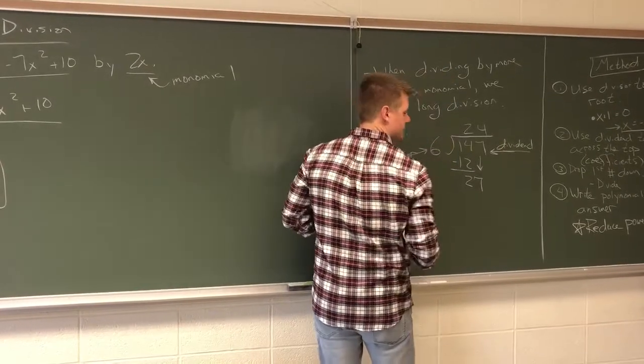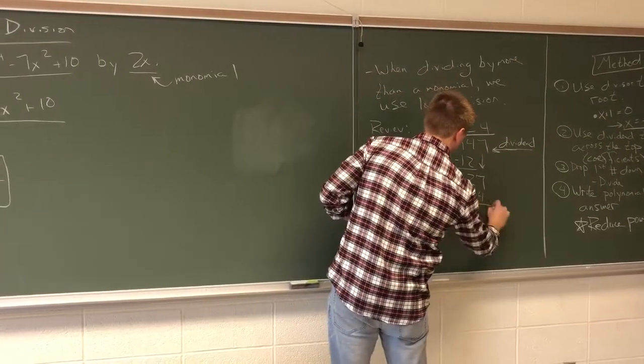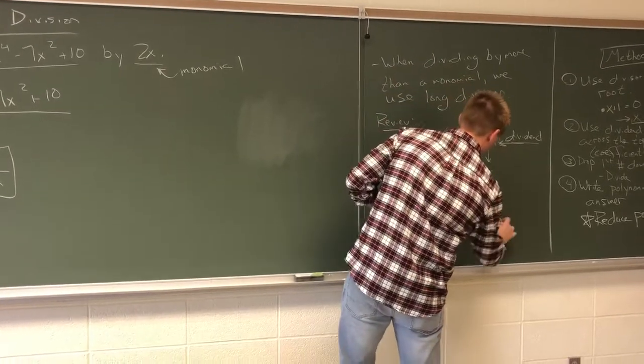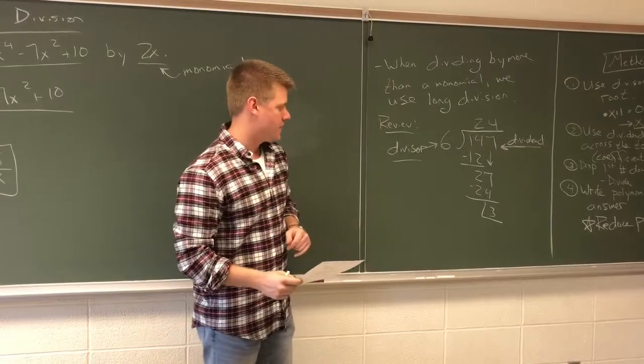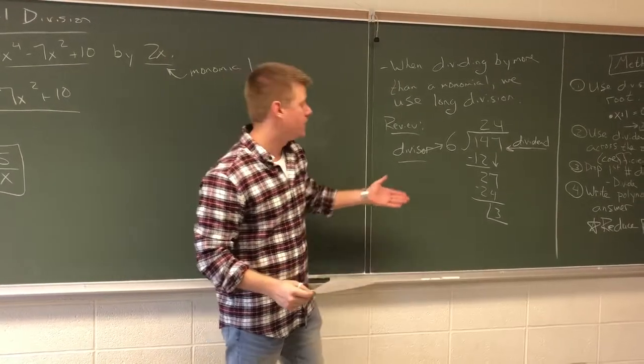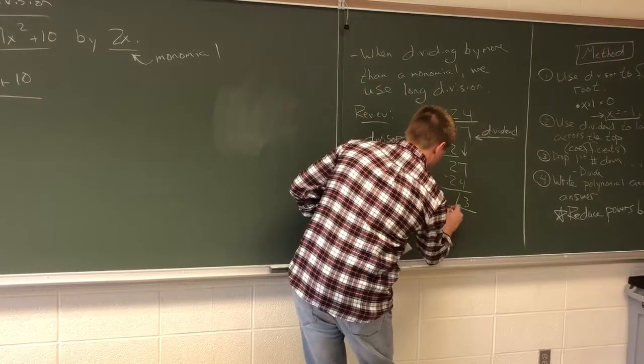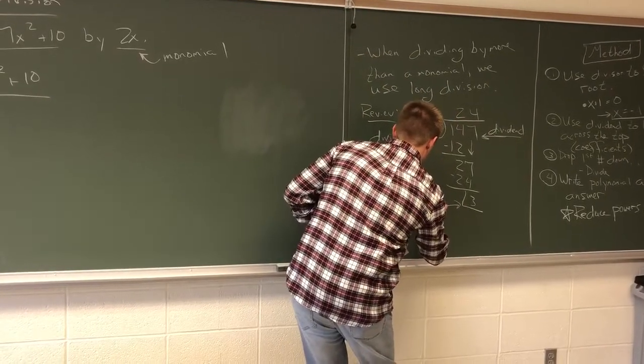Because 4 times 6 gets me 24, subtract them, 27 minus 24 is 3. Now, once we get there, that is called the remainder. We have no more terms to bring down with our division. So in this case, 3 is the remainder.